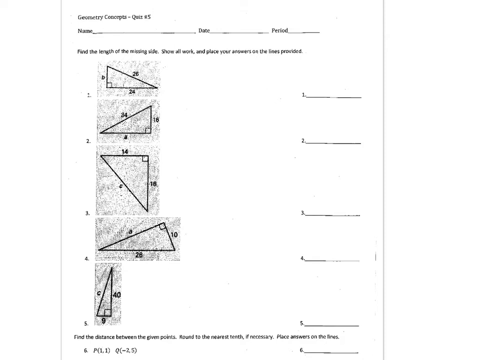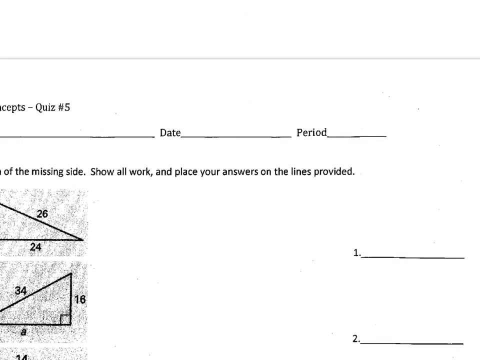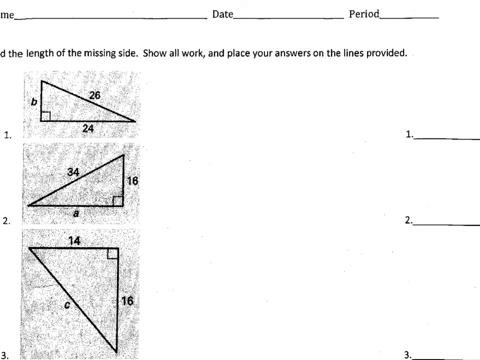Okay, geometry guys and girls, here's our quiz over Pythagorean theorem. Make sure you write your name somewhere in this area up here where it says name, the date here, the period here. All right. Also, I think it would be extremely wise of you at the top of your paper to write this: a squared plus b squared equals c squared. That has been the motto of the week, okay?